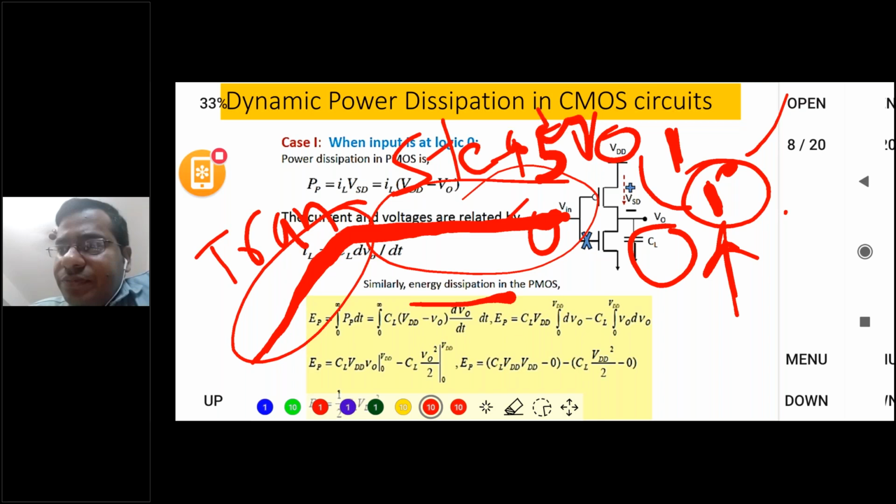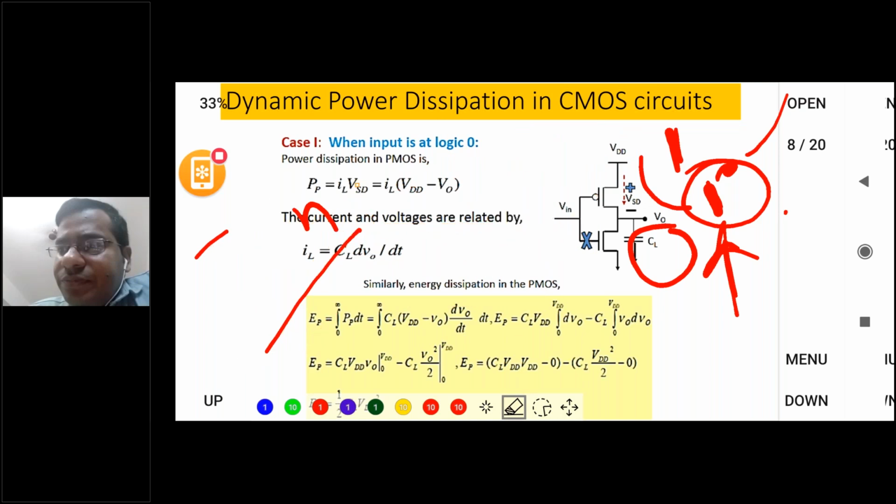So the capacitor's role is very important. If your capacitor is initially charging, that is the transient stage, and after some time if your output is settled down, that is the steady state. So whenever you talk about the steady state in digital circuits, you consider only 0 and 1, not other states. That means you are concentrating only on the steady state value, meaning your output is settled down to a stable state.